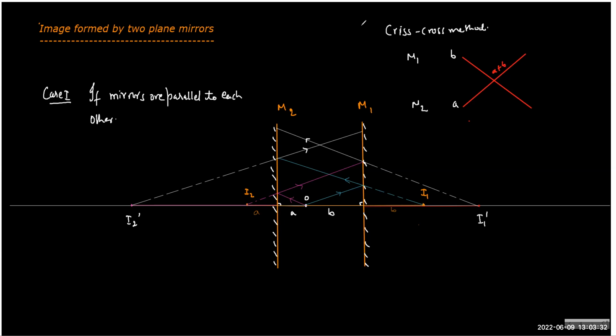So just add the A plus B value to both values. So you get A plus B plus B, which is A plus 2B, and then A plus B plus A, which is 2A plus B. So you can clearly see the next image. The next image for M1 will be 2A plus B behind, and the next image for M2 will be A plus 2B behind. Then if you want to know the next image, again do the crisscross. I hope this is clear why we are doing the crisscross.